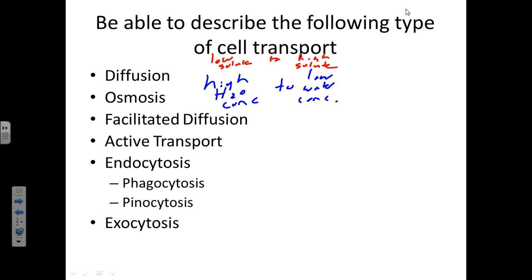Is the blue one for diffusion and the brown one for osmosis? No, guys, you gotta listen. We're just reviewing. You don't need to be writing this down. You should already have it written. Just listen. This is just a review.